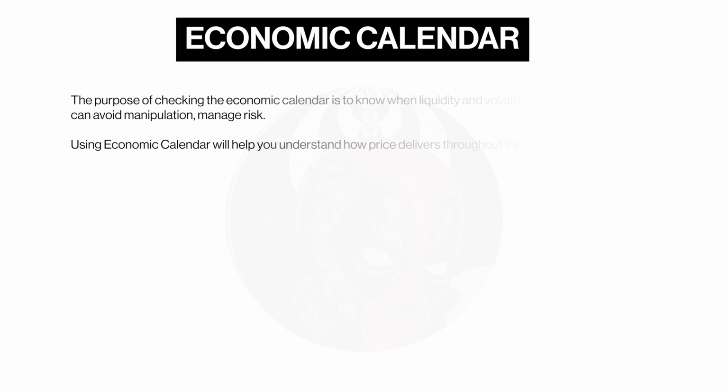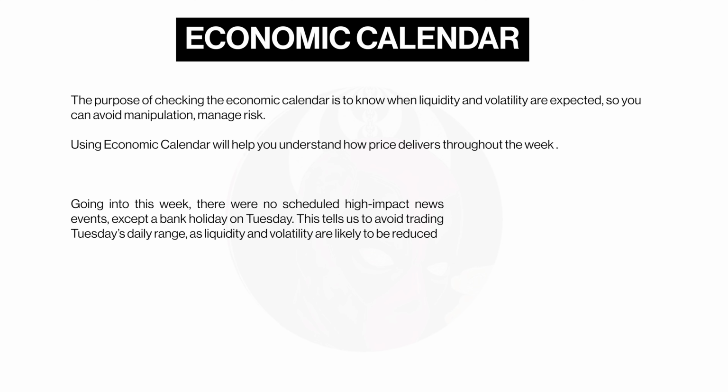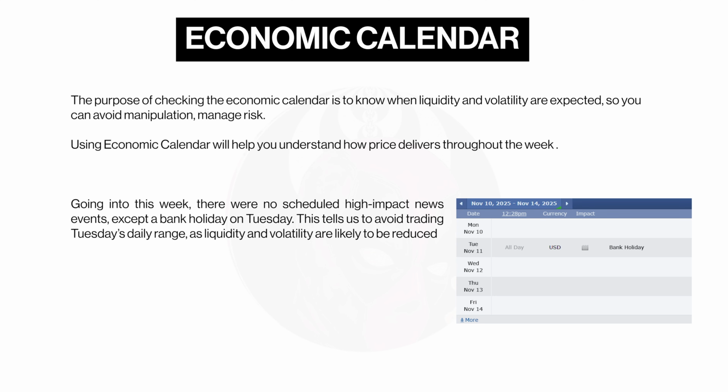So before going on to the charts, we will check the economic calendar for the upcoming week. The purpose of checking the economic calendar is to know when liquidity and volatility are expected so you can avoid manipulation and manage risk. Going into this week, we had no high impact news events scheduled. Expect a bank holiday on Tuesday. This tells us to avoid Tuesday's daily range, as liquidity and volatility are likely to be reduced on this day.